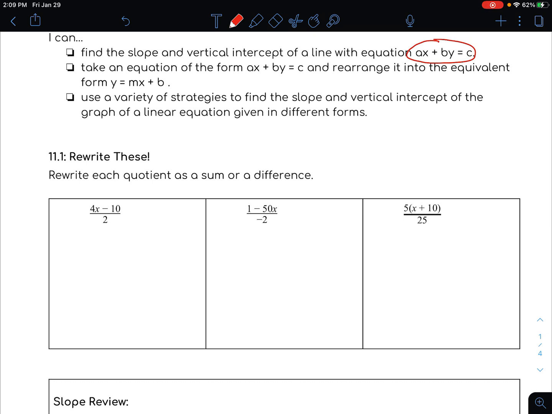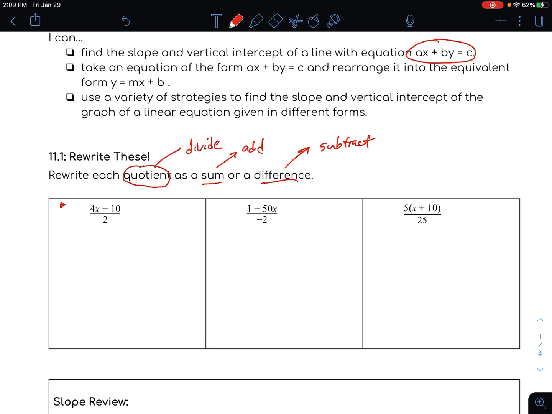So in the warm-up, rewrite each quotient as a sum or a difference. That is really what's happening here. And remember, quotient means essentially divide, like sum means to add, and difference means to subtract. So what we have here is a division problem, and we're going to rearrange it so it's either a sum or a difference. In other words, an addition or a subtraction problem.